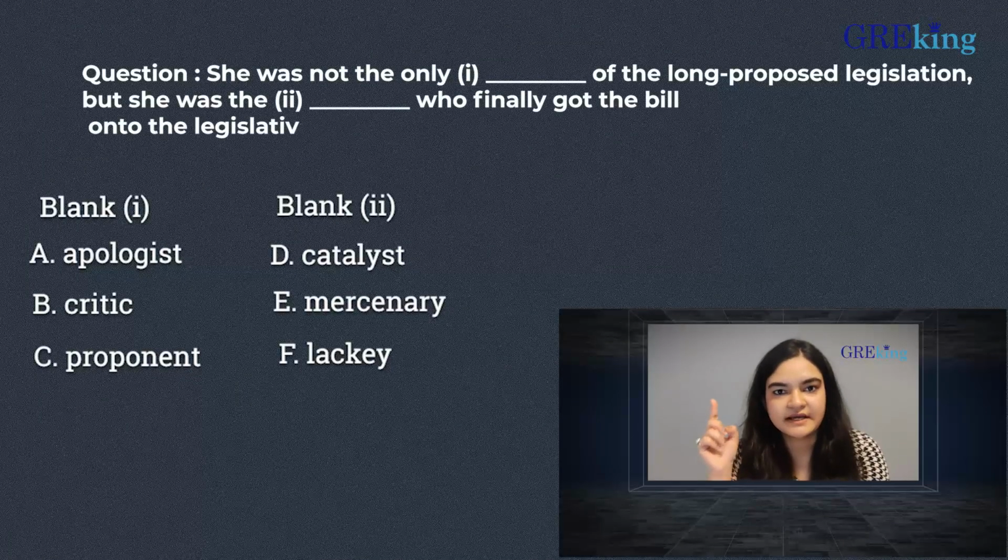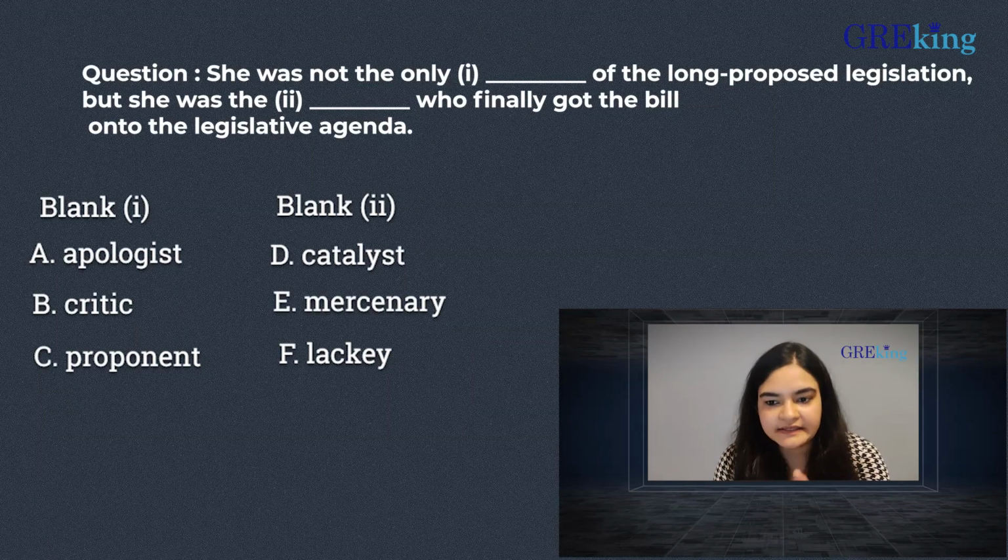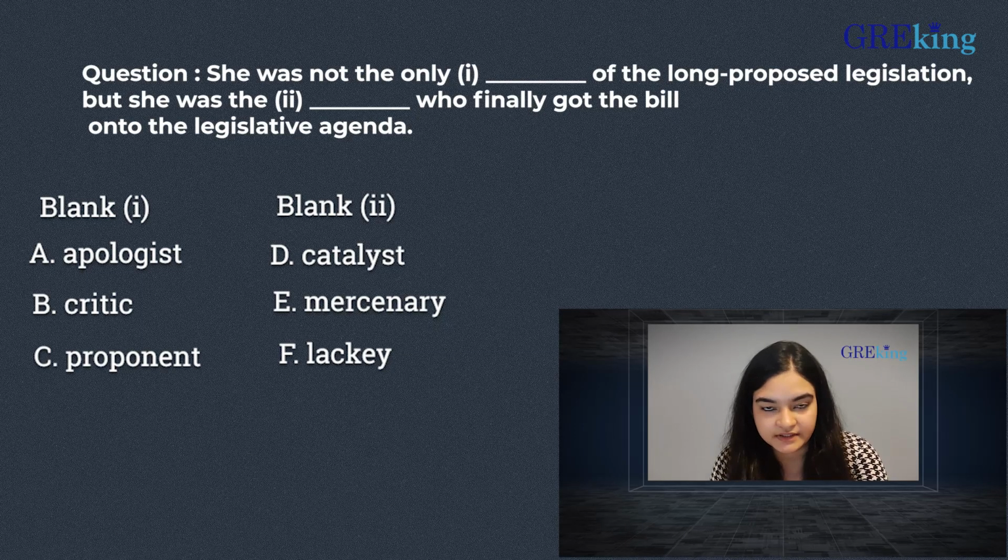So let's begin. You will be seeing the question there on the screen, and I'll actually read it out for all of you and explain step by step. The question says: she was not the only dash of the long proposed legislation, but she was the dash who finally got the bill onto the legislative agenda.